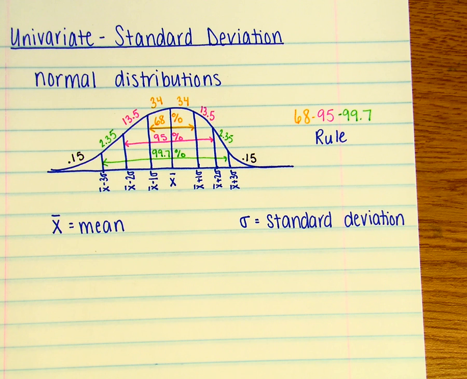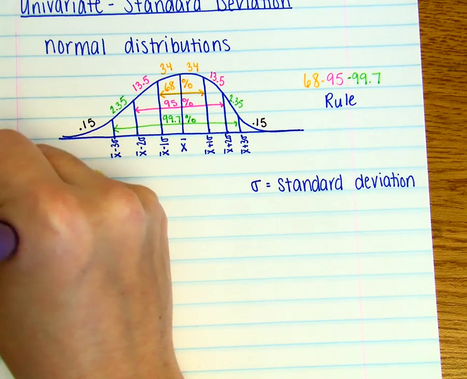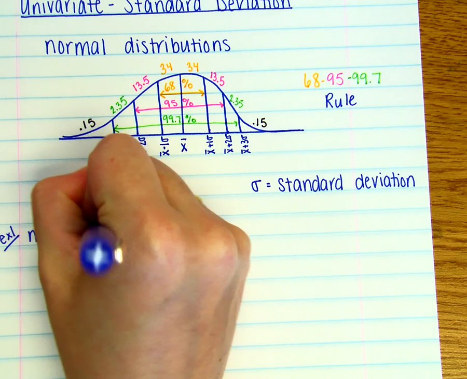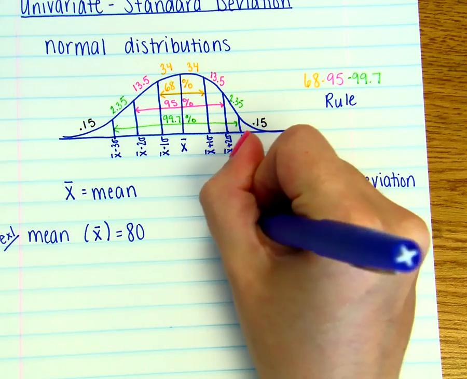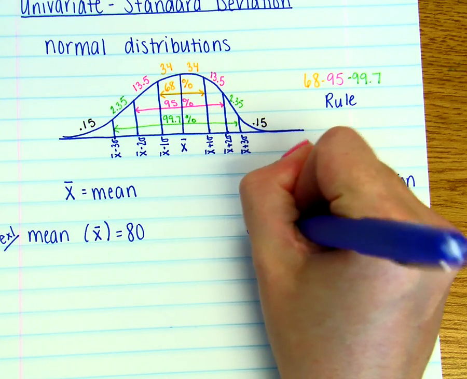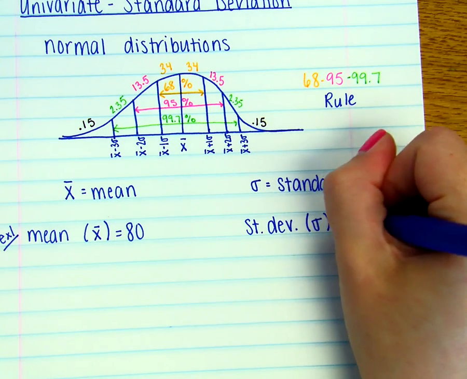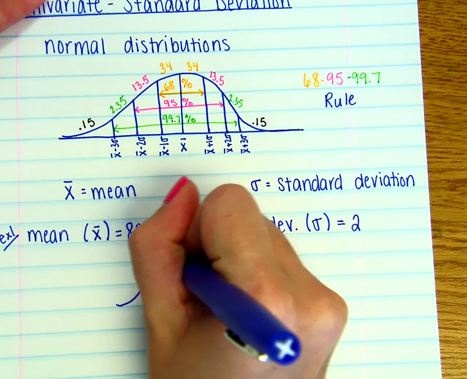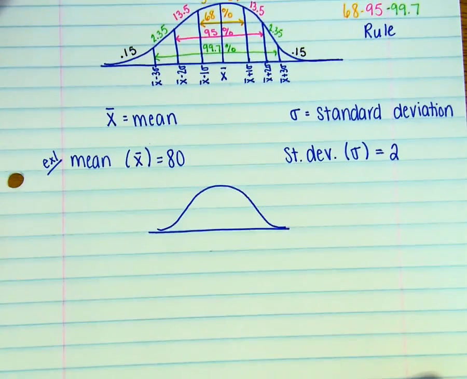So now what we're going to do is an example where we have to create a normal distribution curve and then answer some questions about it. So example 1, our mean, which is also that x with the bar on top of it, is equal to 80. Our standard deviation, and I'm going to abbreviate that, which we know is this symbol here, is 2. So I want to create the normal distribution curve for this information.